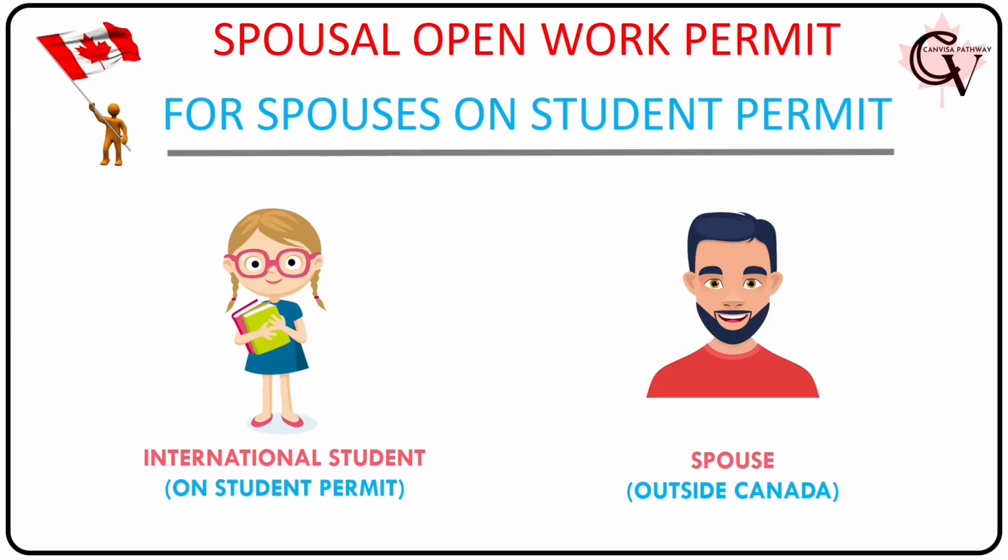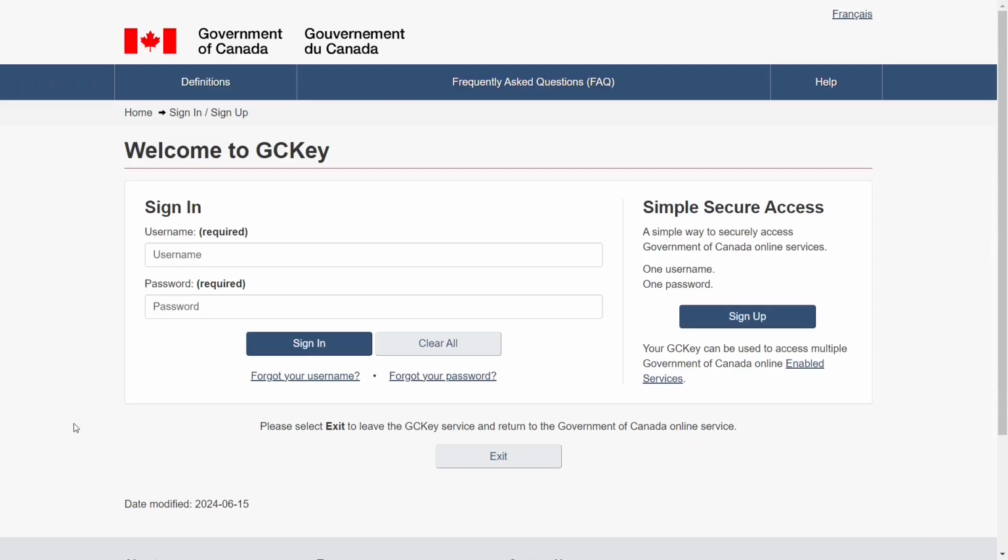To apply for a Spousal Open Work Permit, you need to create a GCKey account. If you already have an account, then you can use the same account to apply. If you do not have an account, then you can simply create a new GCKey account. Before we move forward and log in to the GCKey account, it is important to know which documents are required before you start your application for a Spousal Open Work Permit.